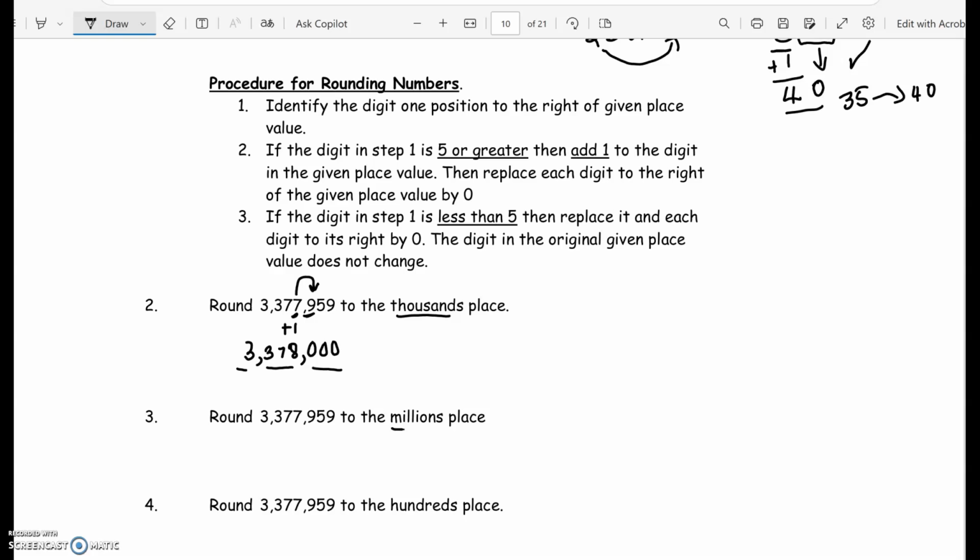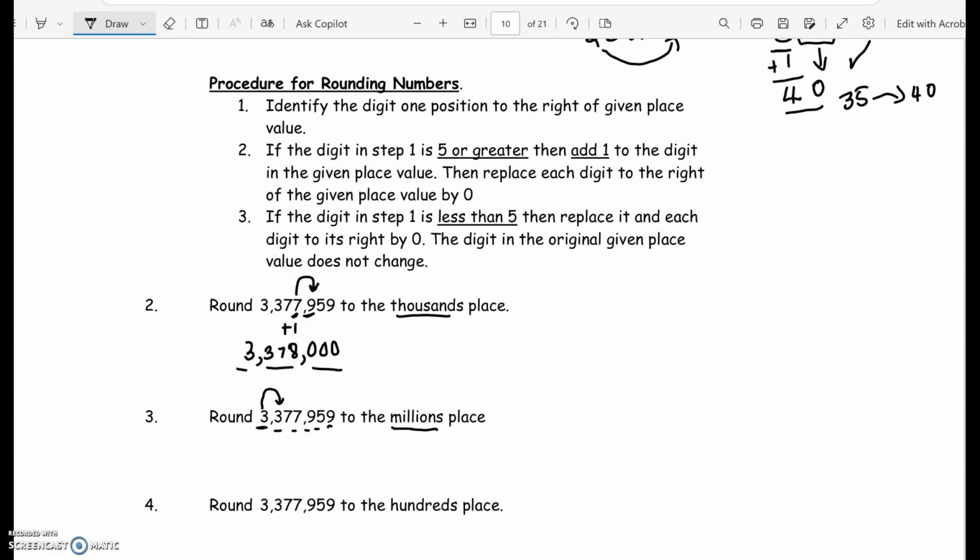Now we have to round it to the millions place. So first locate the millions place. That's ones, tens, hundreds, thousands, 10,000s, 100,000s, millions. Look one place value to the right.